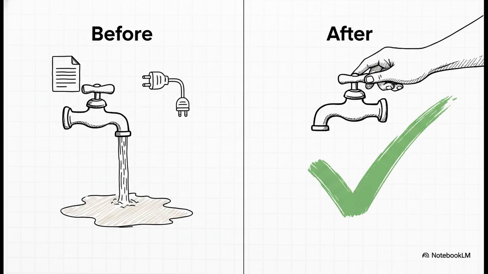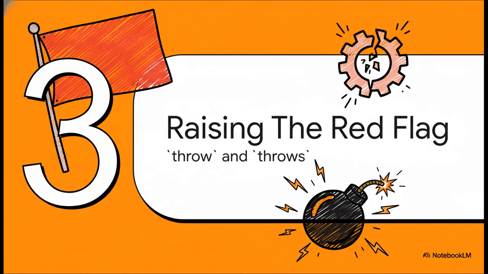Using finally correctly is really a sign of a pro. All right, catching exceptions is one thing, but what if we need to be the one to sound the alarm? What if we need to create and signal an error ourselves? That's what we're getting into next, raising the red flag with throw and throws.